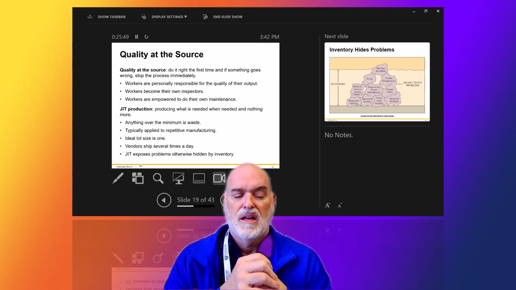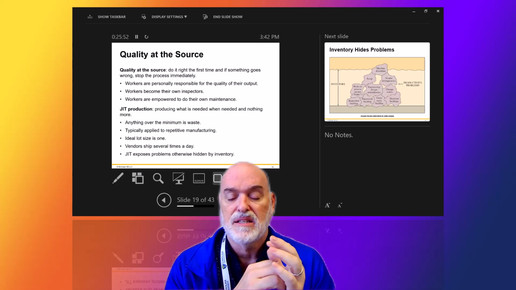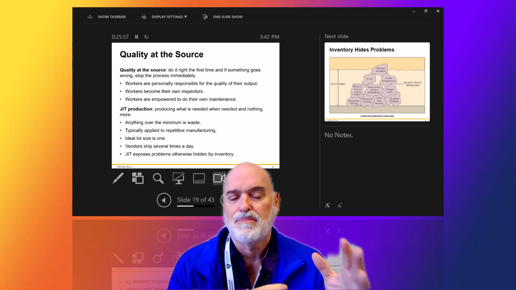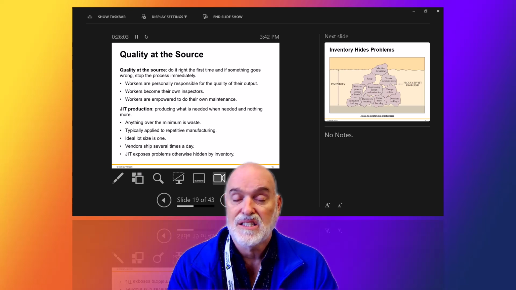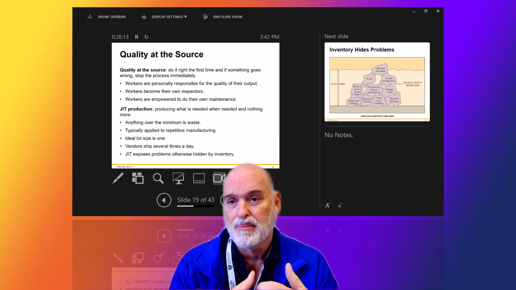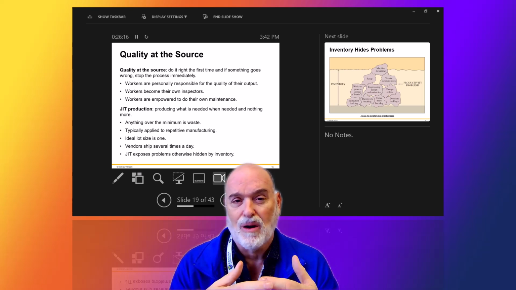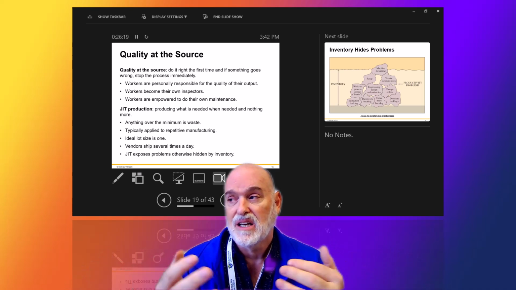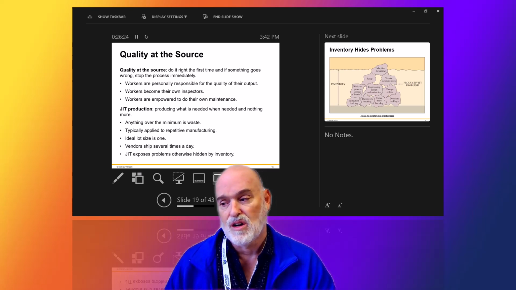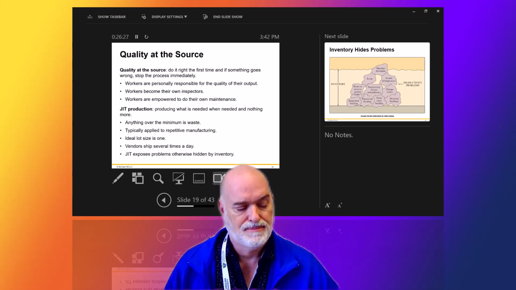I'll answer this one. JIT exposes problems otherwise hidden by inventory, because inventory hides a lot of sins because you just keep shipping from your existing inventory. JIT is just in time, and when you have things just in time, they need to run more efficiently because you have to have the production processes working in tandem and working properly. So if something is not working, you're going to discover it immediately because you don't have a lot of excess and waste, and things are streamlined, so if something goes wrong, it's going to impact the entire system.